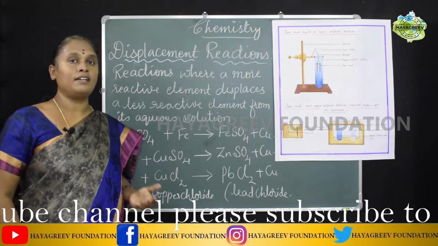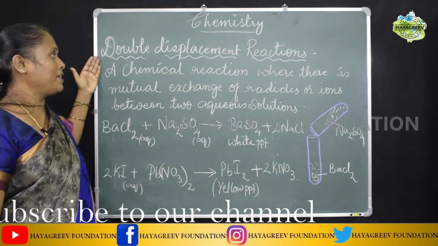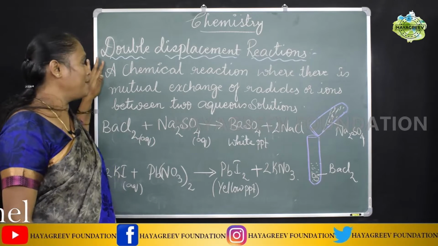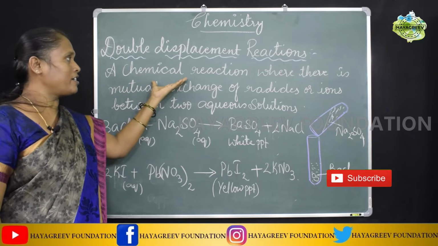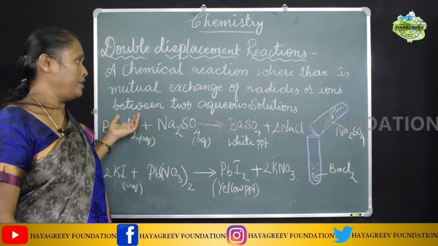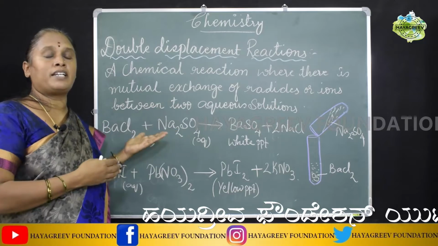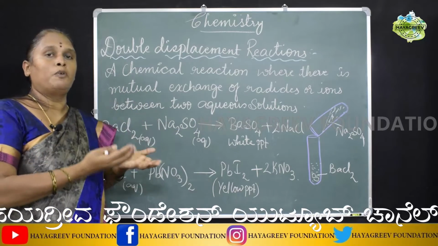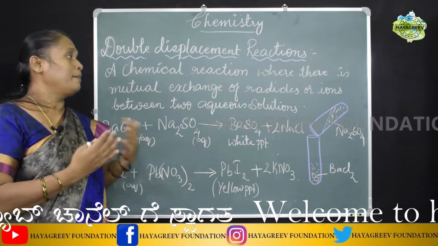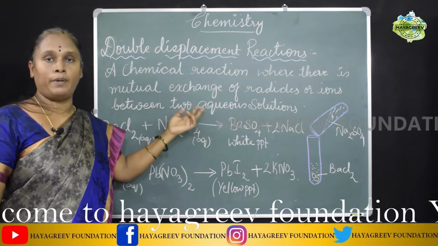Further, let us understand double displacement reactions. Let us understand the definition of double displacement reactions. It is a chemical reaction where there is a mutual exchange of radicals or ions between 2 aqueous solutions. So here there will be mutual exchange. Previously, displacement meant that only one more reactive element was able to displace one less reactive element, but here there will be a complete exchange of radicals or ions between 2 solutions, which will also be aqueous, that's compulsory.